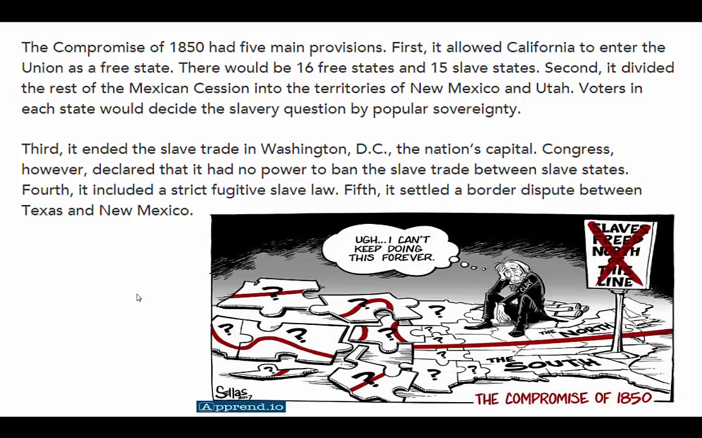So for question 37, what were the 5 provisions of the Compromise of 1850? Number 1, it allowed California to enter as a free state. Number 2, it split the rest of the Mexican cession into the territories of New Mexico and Utah, and they would decide slavery there by popular sovereignty. Third, it ended the slave trade in D.C. Fourth, it said that there would be a strict fugitive slave law. And fifth, it settled the border dispute between Texas and New Mexico.